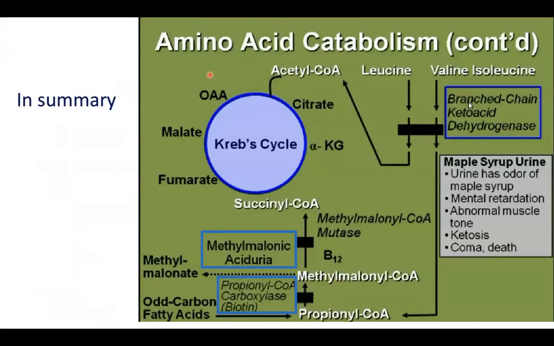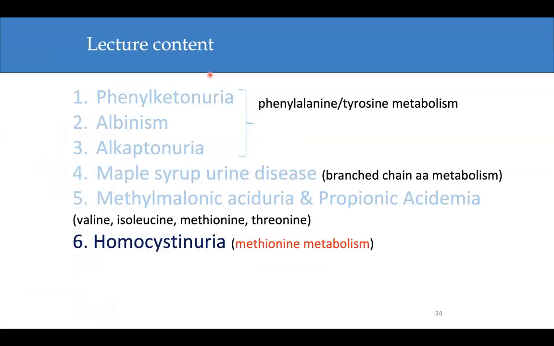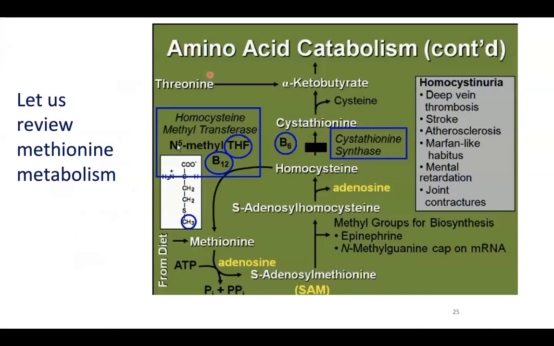This is just another diagram that summarizes what we just covered. Coming to the last one of this lecture, which is homocystinuria. All right, so what is homocystinuria? Homocystinuria, before I talk about this slide, is an inherited genetic disorder characterized by impaired homocysteine metabolism. So impaired metabolism of this substance here.